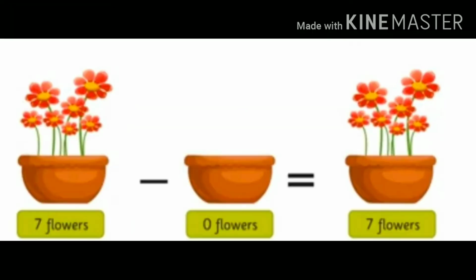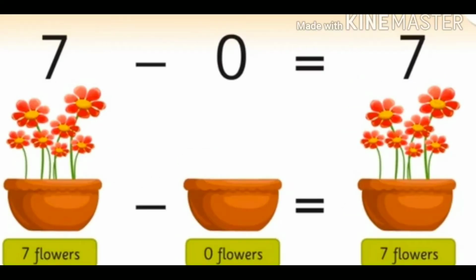You can see the picture of a flower pot, and that flower pot contains 7 flowers, right? If I take 0 flowers from that flower pot, how many flowers remain in that pot? 7 only, because I didn't take any flower from that pot. So if I subtract 0 from any number, the answer is that number itself. So 7 minus 0 equals 7.